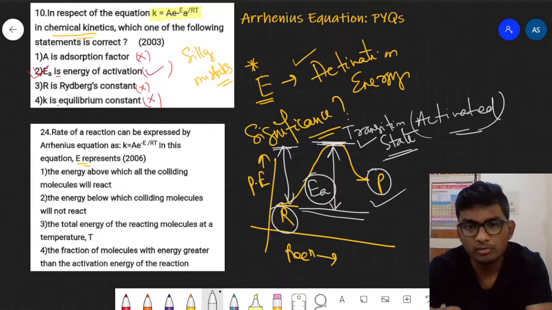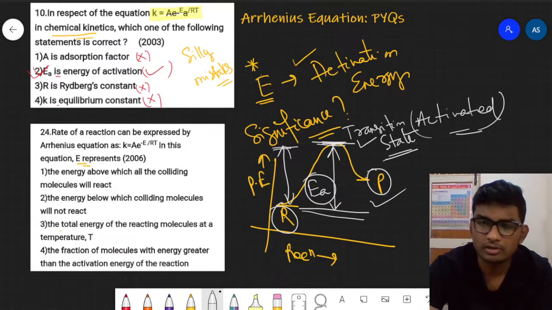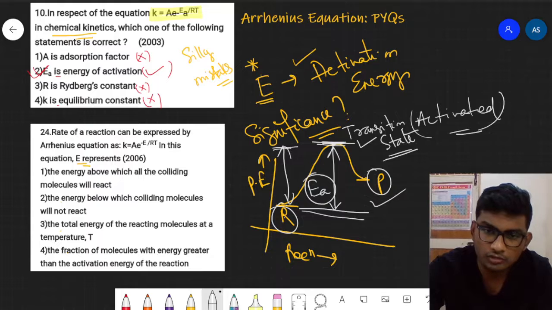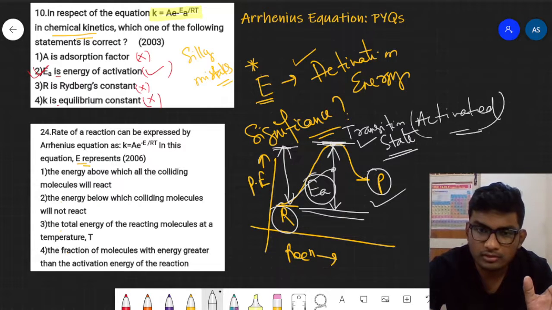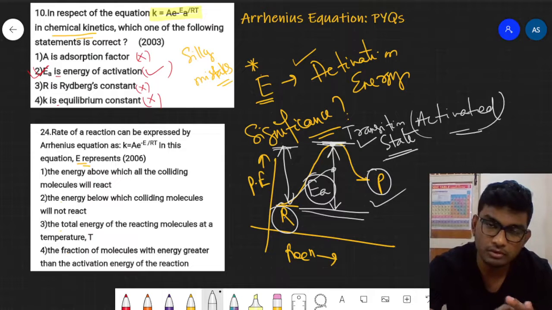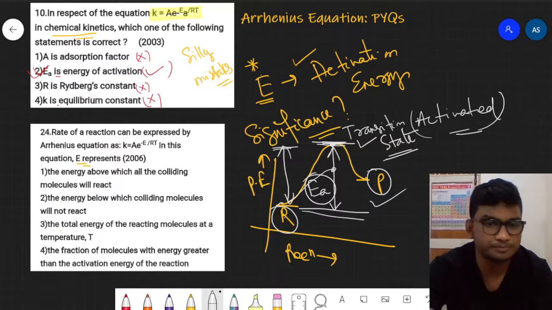If you are not able to reach this point, then definitely the reaction will not occur. If you are only reaching up to this point, the reaction will not occur at all, because this is the maximum point you have to reach. So this is the activation energy.